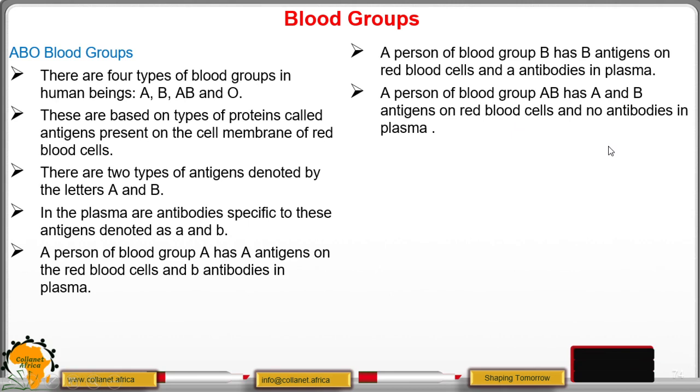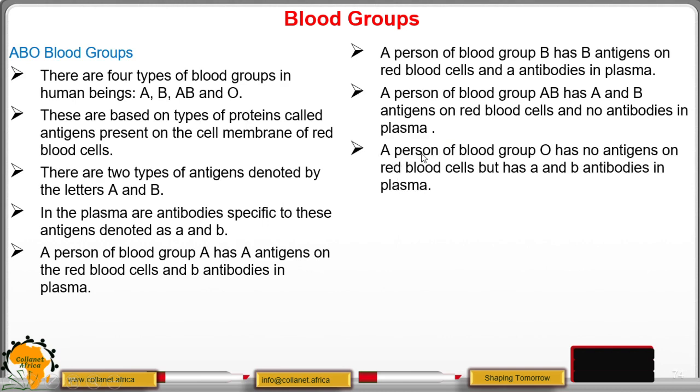And why do you think is the reason? We shall answer that later. A person of blood group O has no antigens on the red blood cells, but will have a and b antibodies in the plasma.